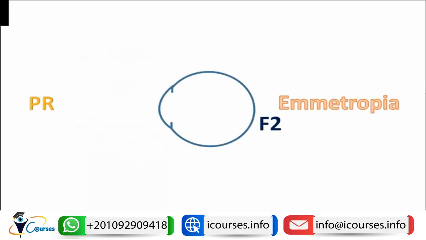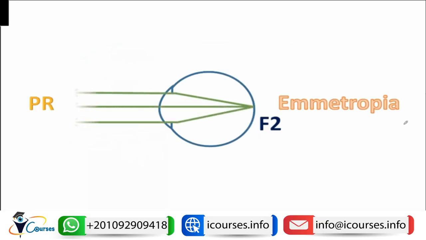As we mentioned before, if we have light rays emerging from the retina in case of emmetropia, they will enter into the optical system of the eye and they will emerge parallel, so that the punctum remotum of the emmetropic eye will be at infinity.